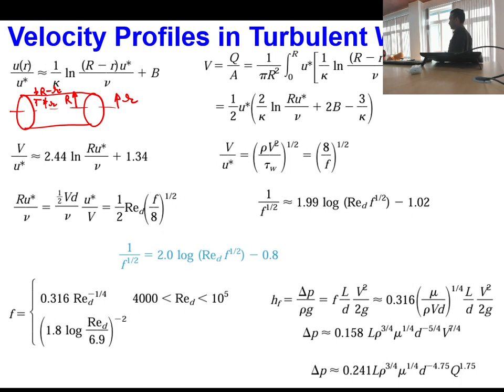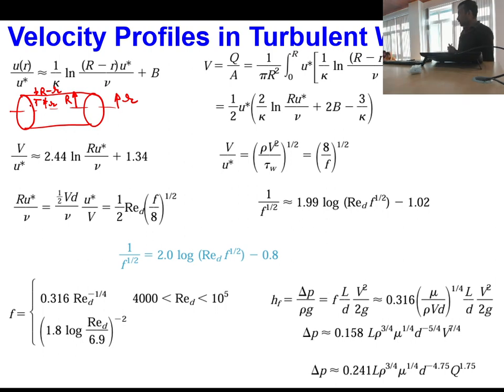Is this point clear? Because when we obtained the logarithmic velocity profile, we measured the distance with reference to the wall, and in my pipe, this small r is measured from the center line of the pipe. If r is the radius, then capital R minus small r will be the distance of an arbitrary location in the radial direction from the solid surface of the pipe.